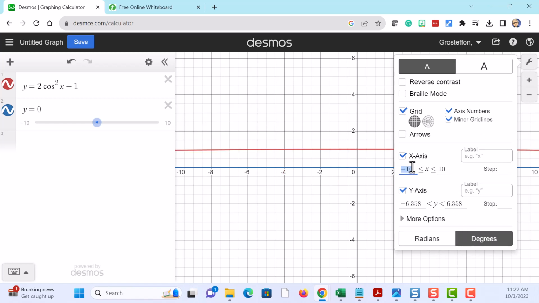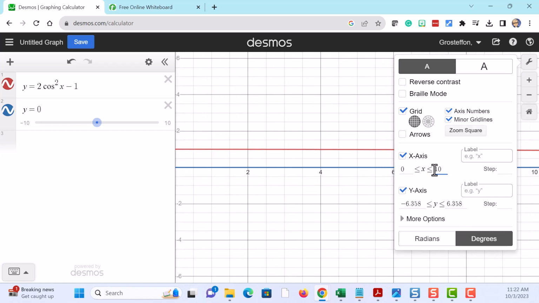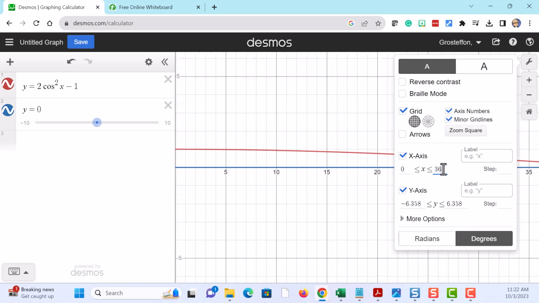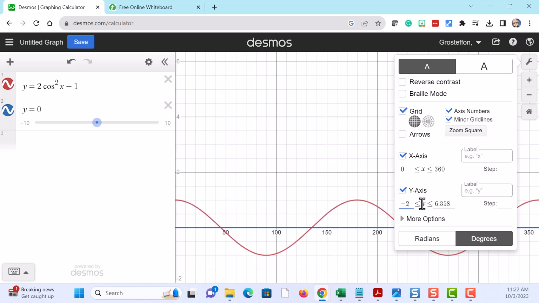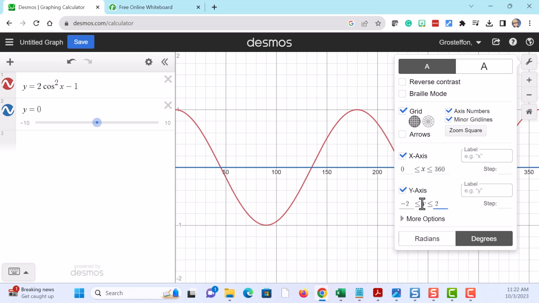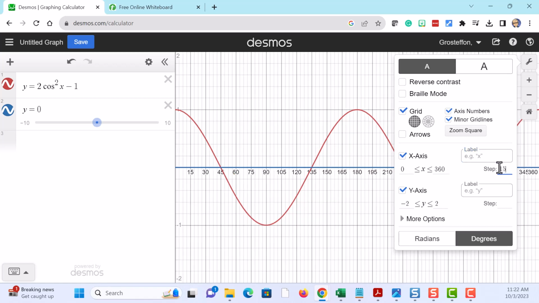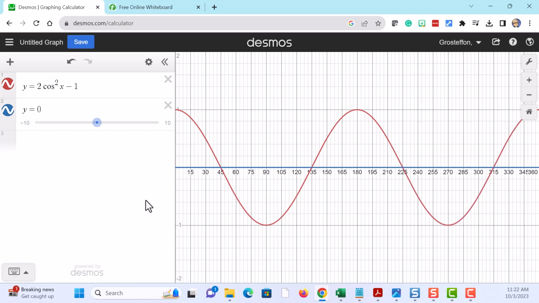I want solutions from 0 to 360 degrees, so I'm going to change the x minimum to 0 and the x maximum to 360. And for the y-axis, I'm looking for where the y values are 0. I'm going to use a scale from -2 to 2 so that 0 is right in the middle. And I'll use an x scale of 15, since 15 divides evenly into all of our special angles. Now we have the graph.